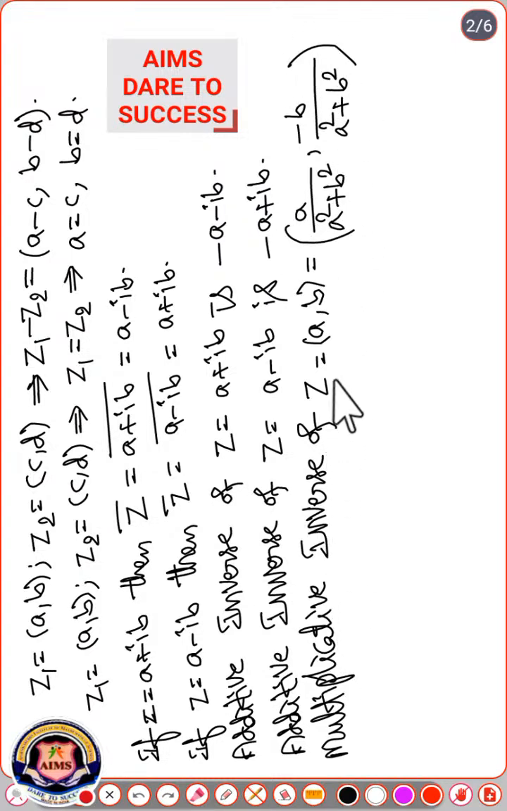Multiplicative inverse of Z is equal to A plus iB, or (A, B): just A by A square plus B square, comma, the opposite symbol for this part: minus B by A square plus B square. If you get confused, don't be: here it is minus Bi, so you take the opposite symbol, plus B. That is the difference. Okay, my dears, so multiplicative inverse is completed.